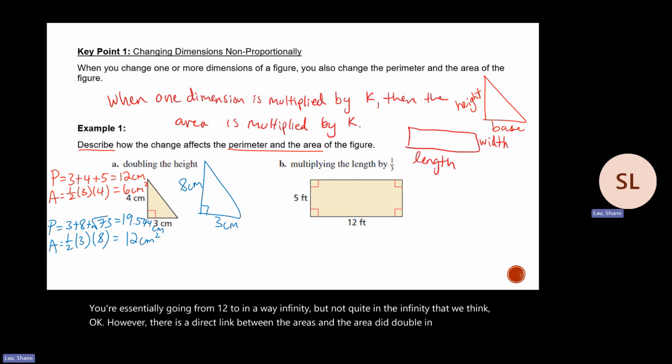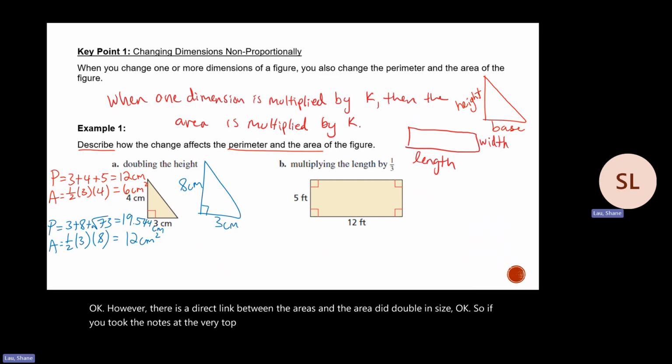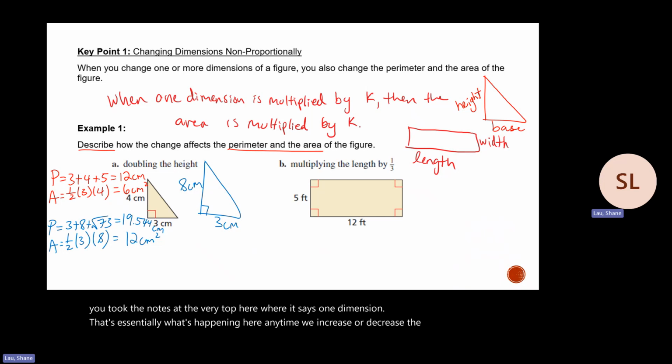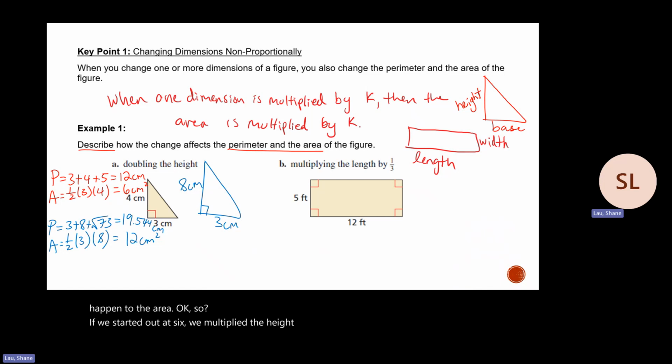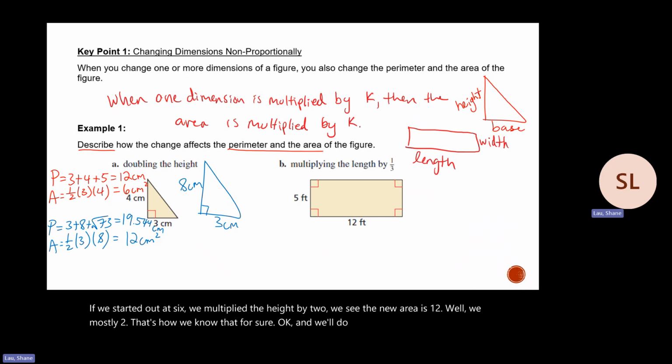If you took the notes at the very top here, where it says one dimension, that's essentially what's happening here. Anytime we increase or decrease a dimension by multiplication, whatever multiplication happened is going to happen to the area. So if we started out at 6, we multiplied the height by 2, we see the new area is 12. Well, we multiplied by 2. That's how we know that for sure. And we'll do the same thing over here on the other side, just to show that it does work for rectangles as well.